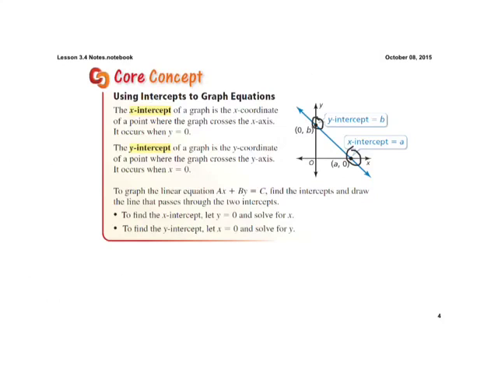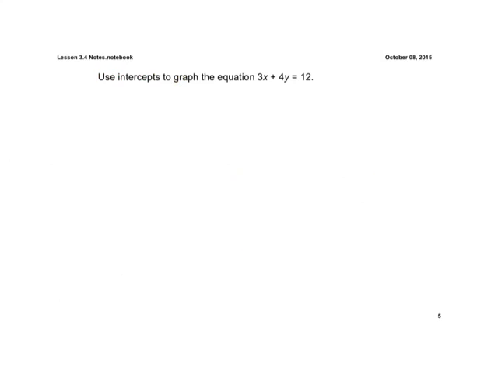So to graph using intercepts, we have to find both the x-intercept and the y-intercept. To find the x-intercept, we're going to let y equal 0 and solve for x. To find the y-intercept, we're going to let x equal 0 and solve for y. Just opposite. So we're going to use intercepts to graph this equation here.